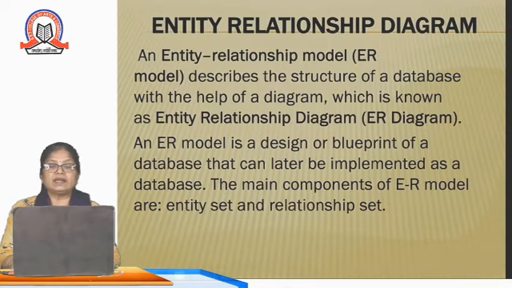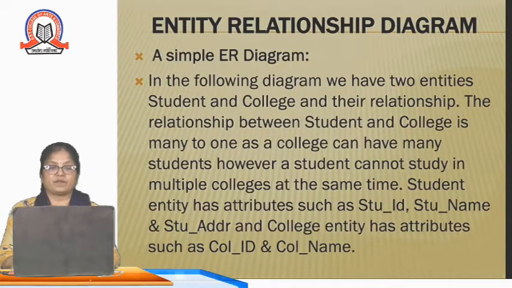An entity relationship model describes the structure of a database with the help of diagram, which is known as the ER diagram or entity relationship diagram. An ER model is a design or blueprint of a database that can later be implemented as a database. The main components of ER model are entity set and relationship set.